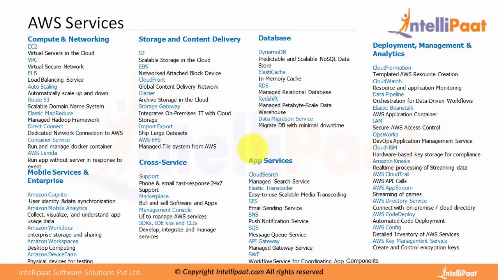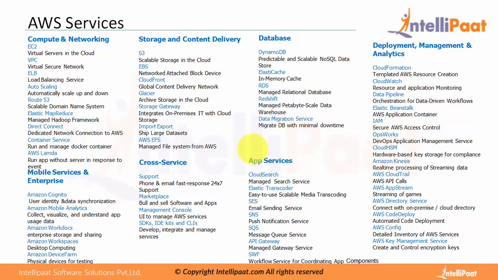Amazon Kinesis gives you real-time processing of streaming data. When you have live data coming and you want to process and stream it, that is what Kinesis would be useful for. Amazon CloudTrail is for API call monitoring. When you want to see what kind of API calls are happening at the Amazon level, you can use CloudTrail. Amazon AppStream is used for the streaming of games.